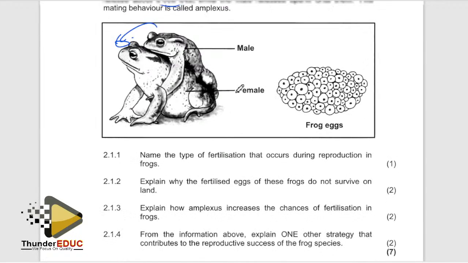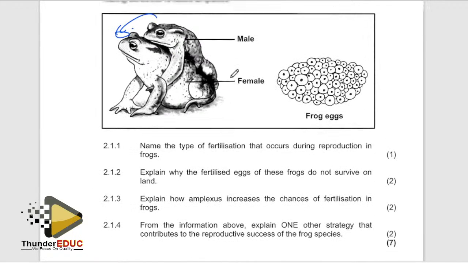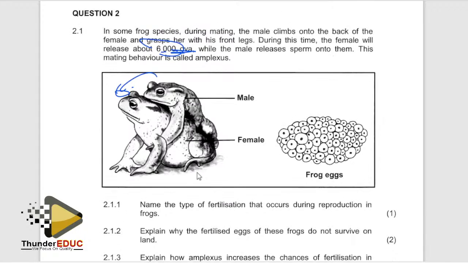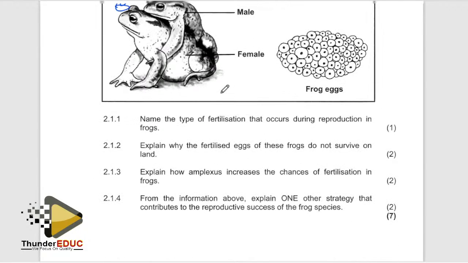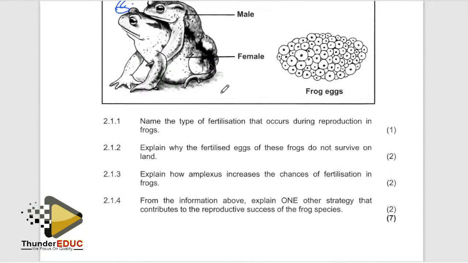Someone is going to tell me, why didn't you read it? They might differ in how you put things on the paper. So don't panic when I say something which changes the English but the meaning is the same. Definitely you'll get a tick. Name the type of fertilization that occurs during reproduction.